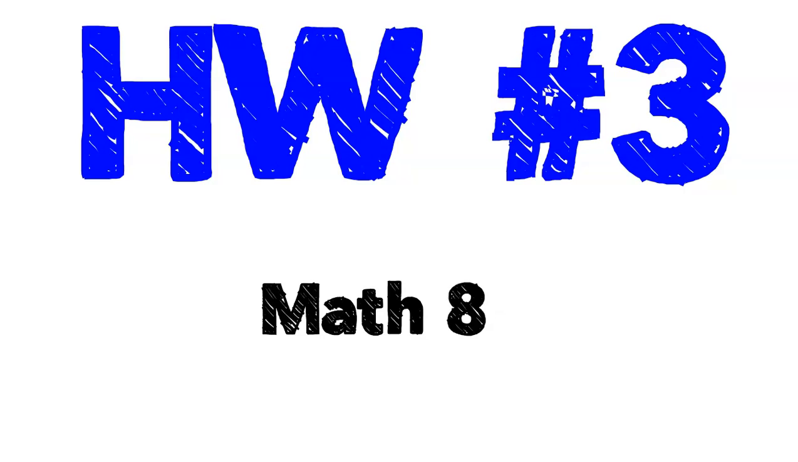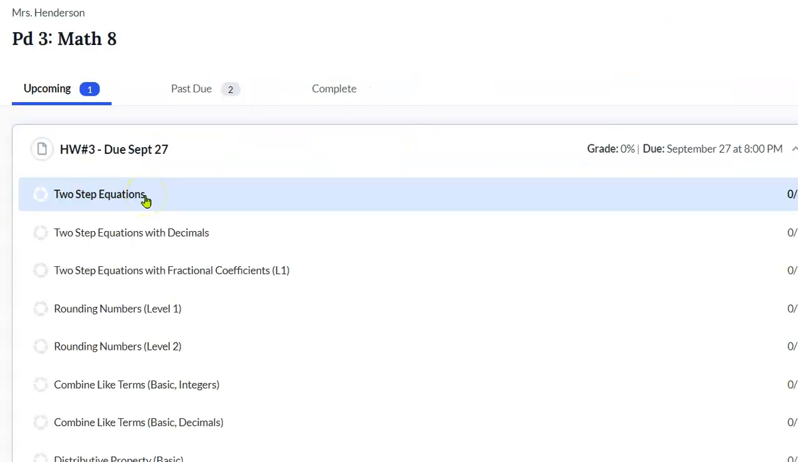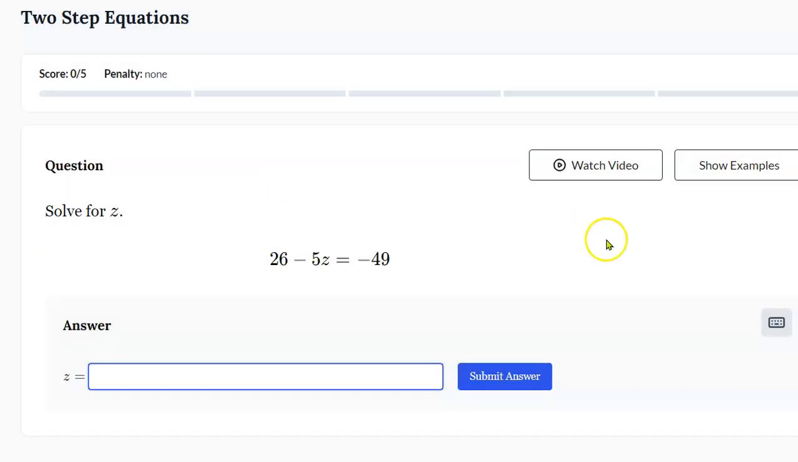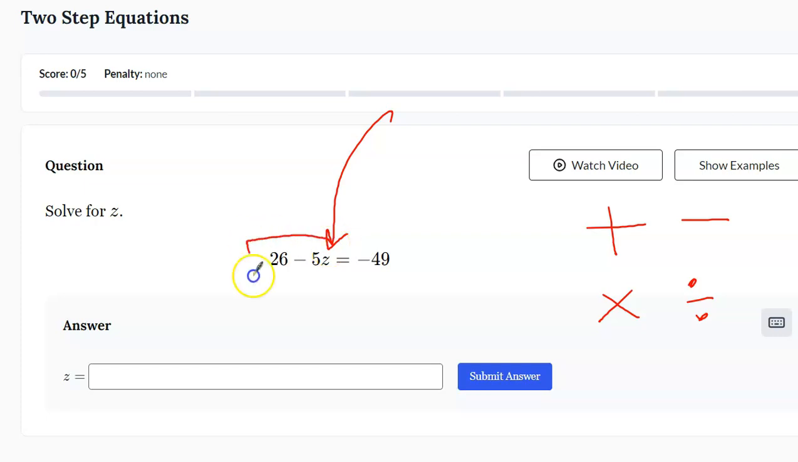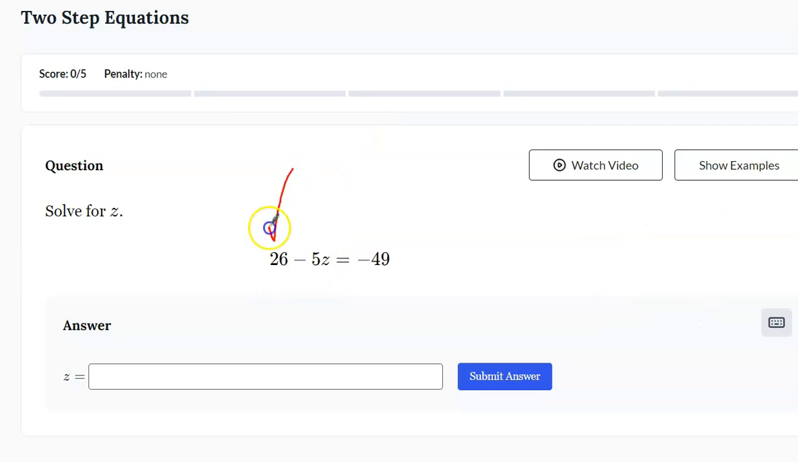Homework number 3. The first topic is solving two-step equations. When solving two-step equations, you're going to use the inverse operations for addition and subtraction, and multiplication and division. So the first thing you need to do is identify where your variable is. That is the side where you need to eliminate all of these numbers. You will eliminate both the constants and the coefficients.